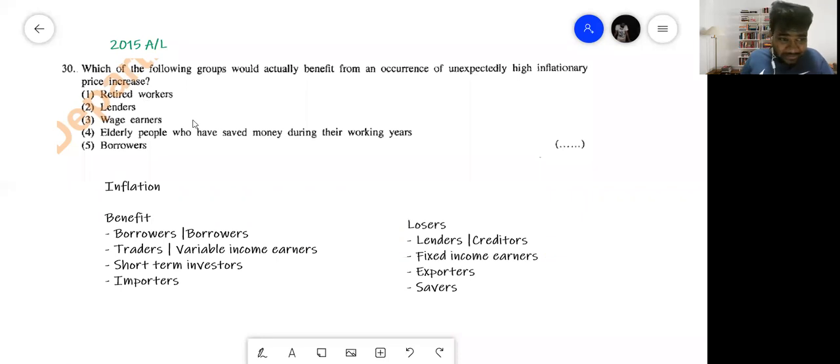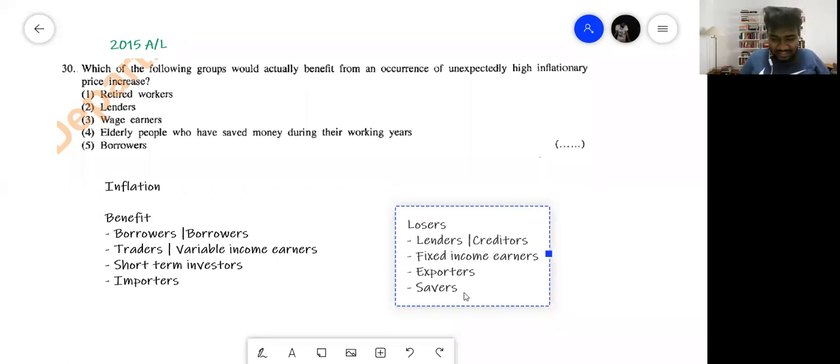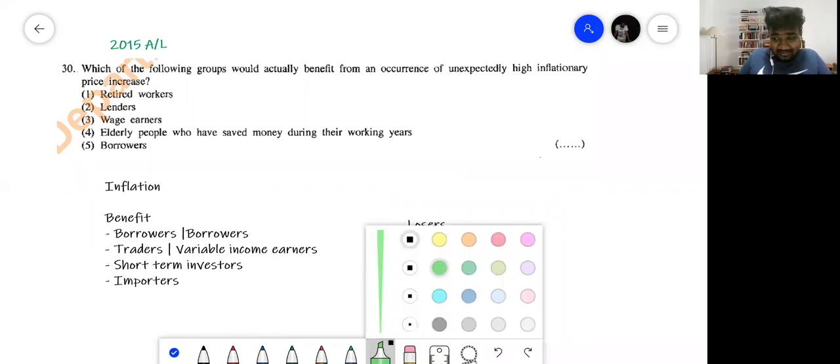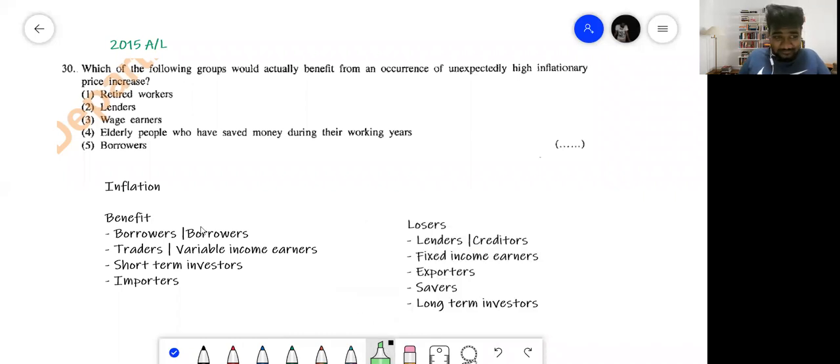So then in this question, long-term investors, different people. Guys, there are more than this, but I'm just saying in general. Which of the following groups would actually benefit from the occurrence of unexpectedly high inflation? Who would benefit here? All of a sudden inflation increases. Who benefits? Retired workers, lenders, wage earners, elderly people who have saved money during their working years.